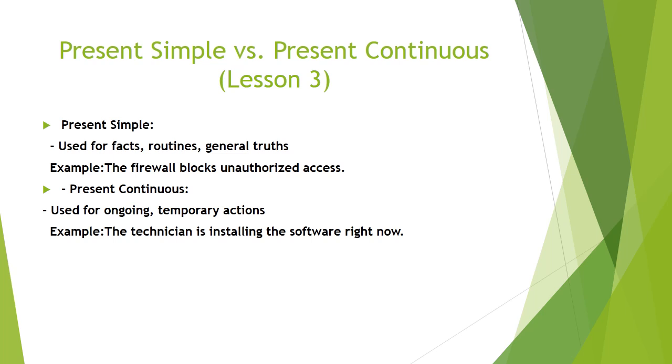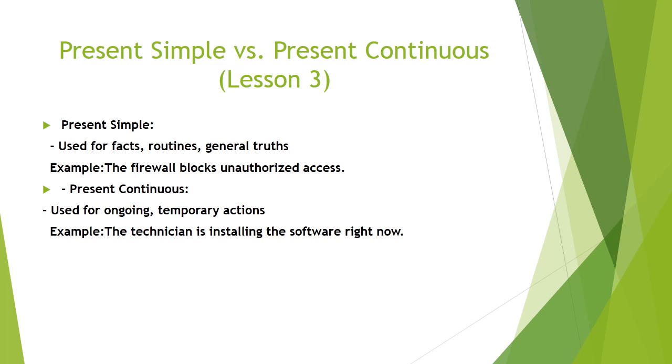Here, let's see when we can use the present simple. It is used to describe facts, routines, or general truths. For example, the firewall blocks unauthorized access. However, the present continuous is used for ongoing temporary actions which are happening right now, or we can use as well the expression at the moment. For example, the technician is installing the software right now.